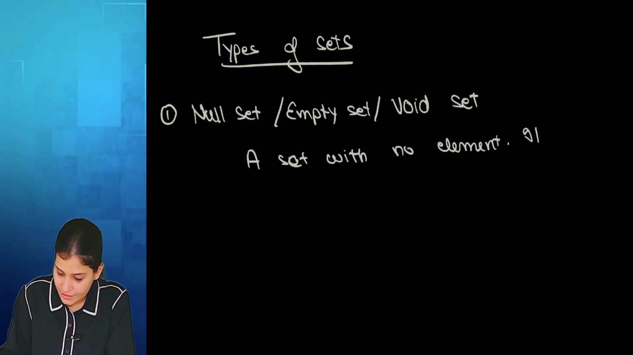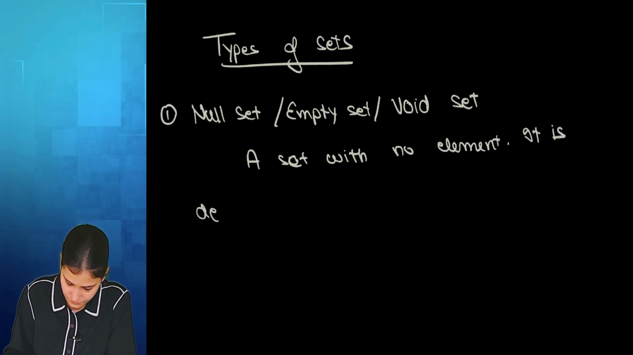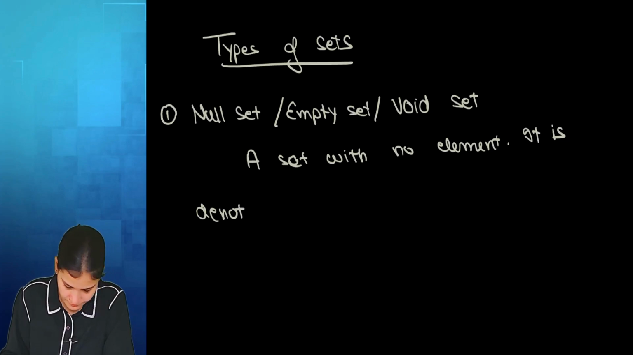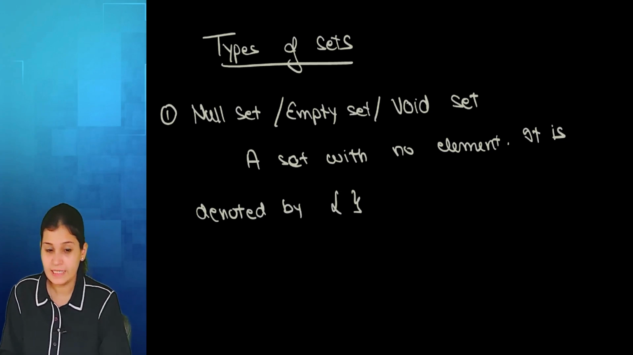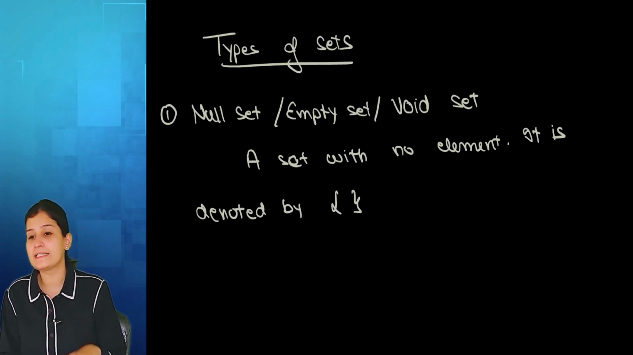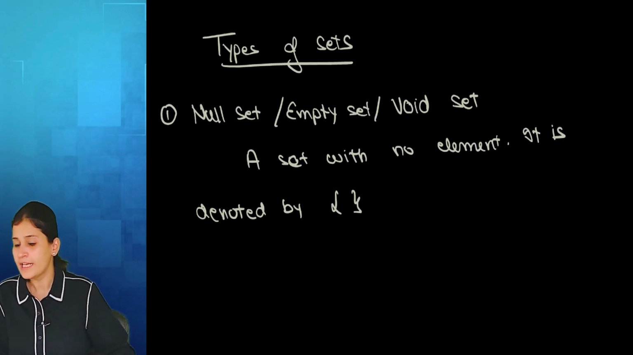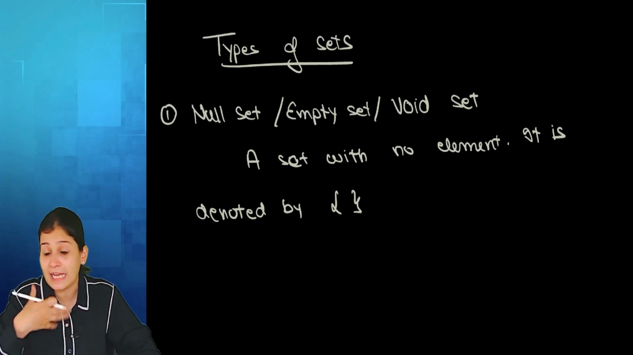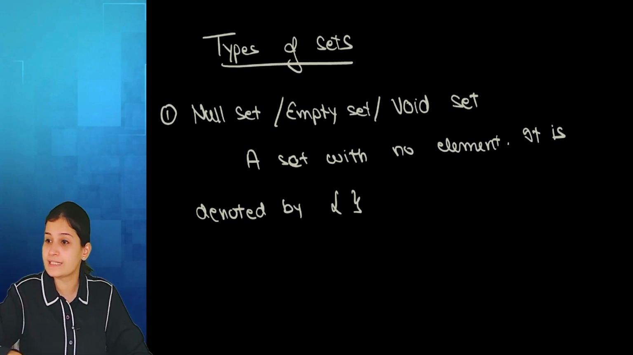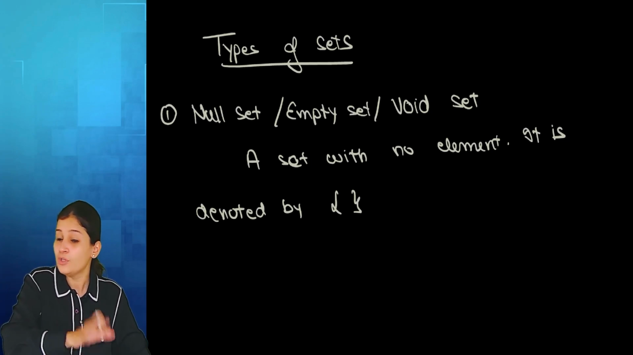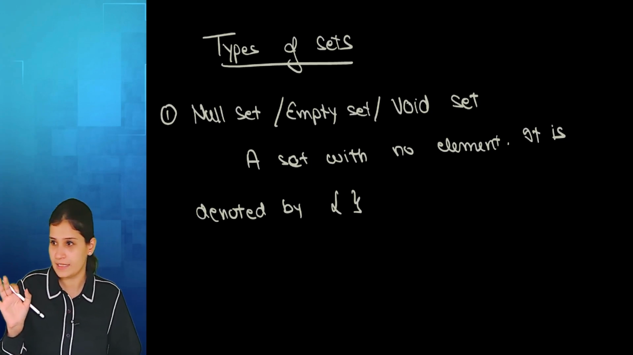It is denoted by an empty bracket. As soon as you write anything inside a bracket, it becomes an element. Even if you write my name inside a bracket, I'll become an element. You write 0 inside a bracket, 0 becomes an element. You can't write anything within the bracket, right?